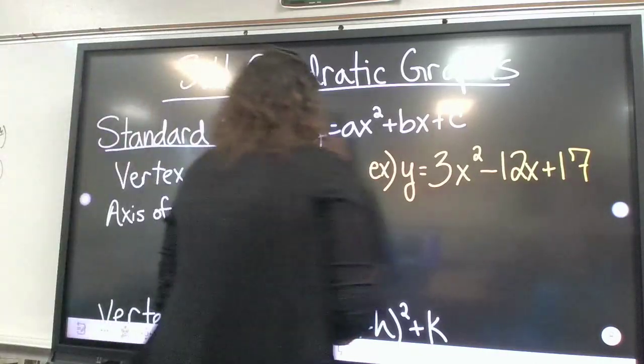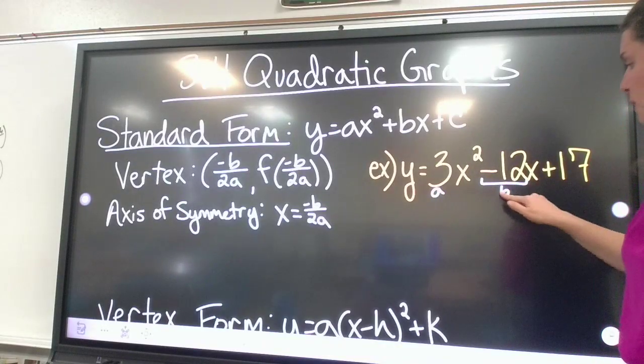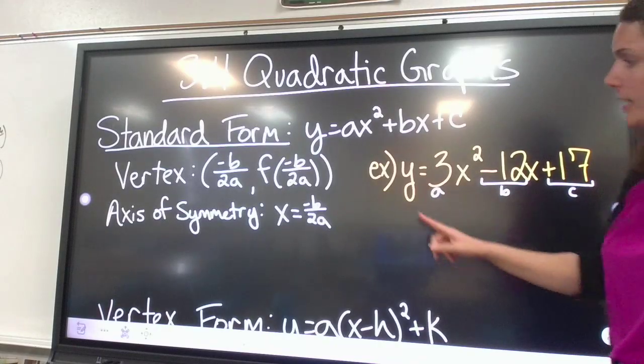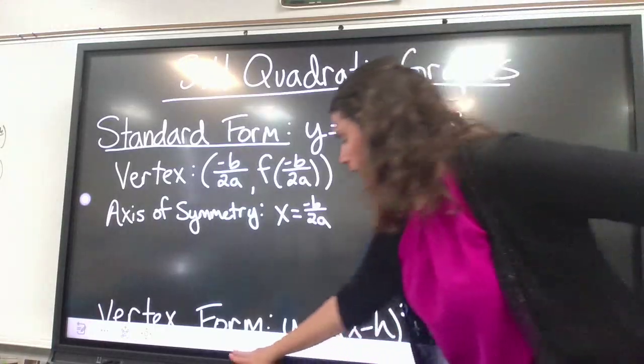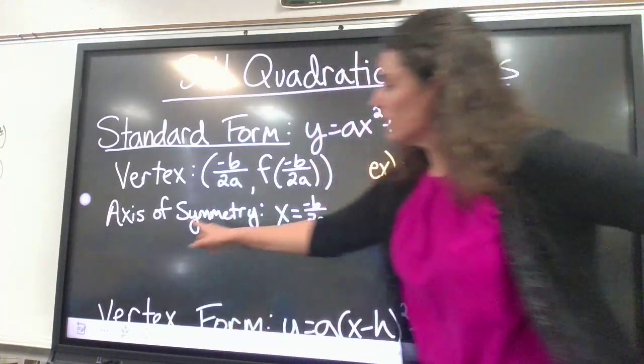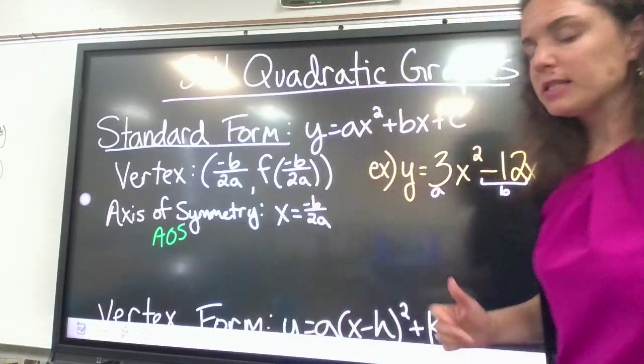If we look at this example, our a value is 3, our b is negative 12, and our c value is 17. By taking those, we're going to find our vertex and our axis of symmetry, which I am about to abbreviate as AOS, for axis of symmetry.